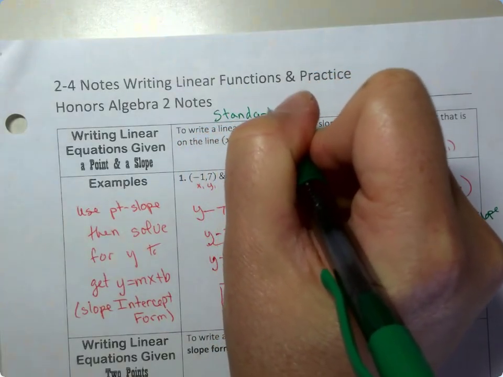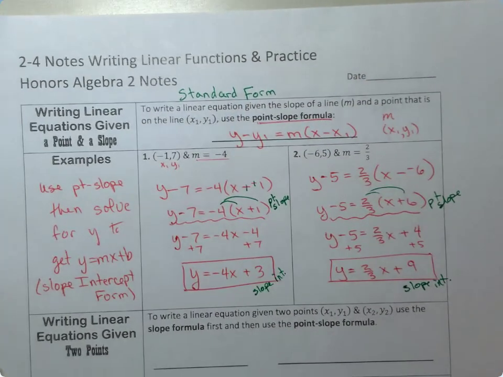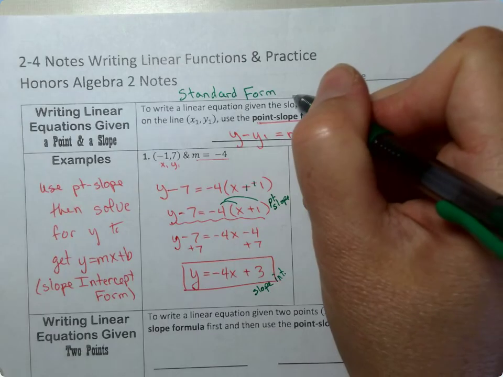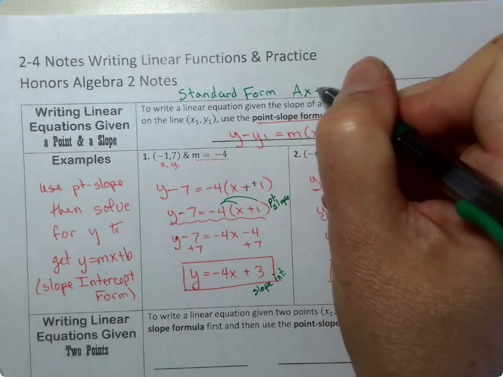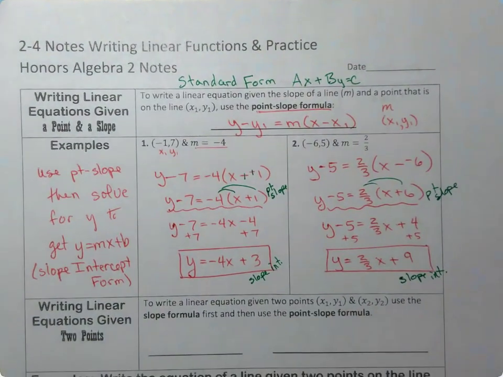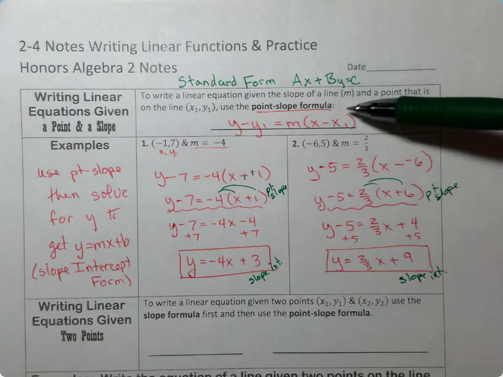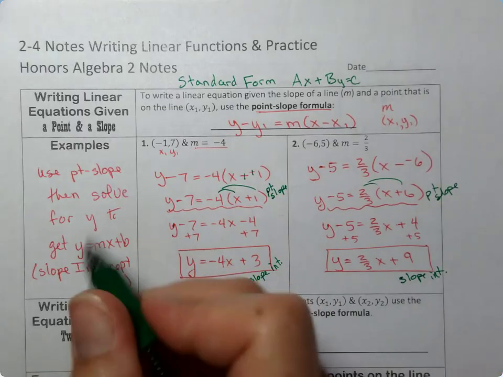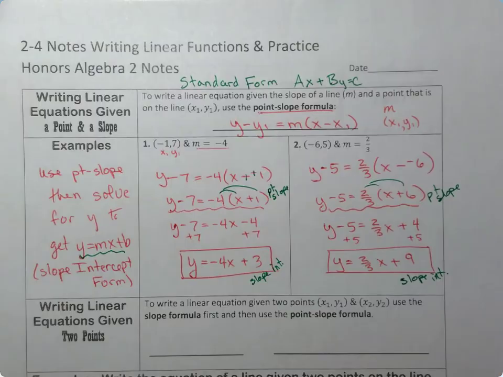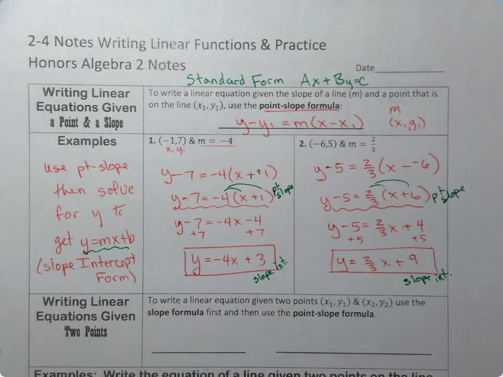We went over this the other day. We just did it yesterday. It is where x and y are on the same side, but it looks different. It's ax plus by equals c. Those are the three forms of a linear equation. Standard form, point slope form, and the one you're most familiar with, which is slope intercept. Okay, so make sure you know each form and what it is so you can use it.